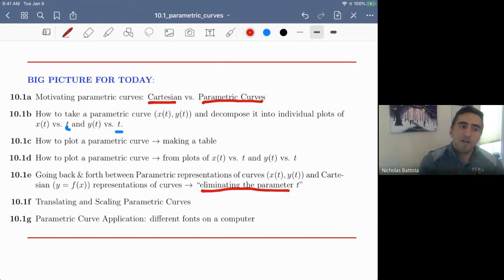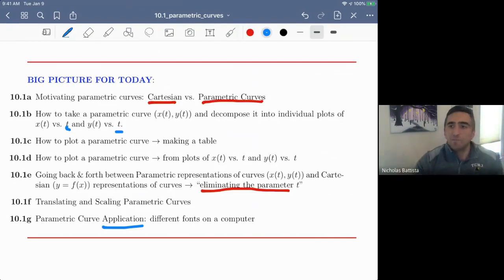Next, we're going to see how convenient it is to translate or scale parametric curves, if we want to move a parametric curve around the xy plane, or magnify it, making the entire thing larger or smaller. These are both very easy manipulations to do. And finally, we're going to close with one short application, where we discuss how we can define different types of fonts, like you would use on a computer, using parametric curves, something people tend not to think about when they start learning this mathematical formalism.